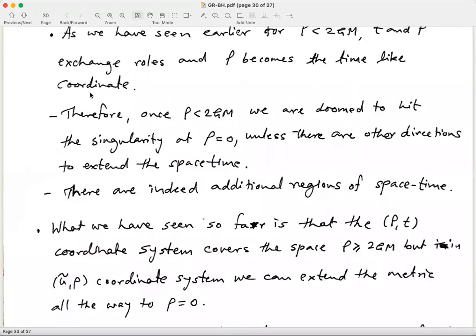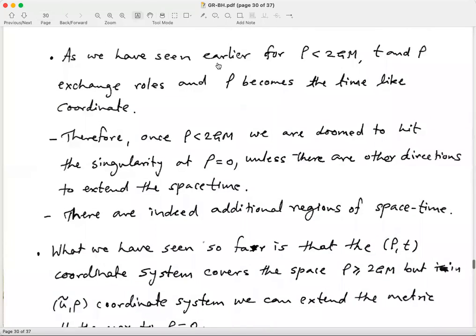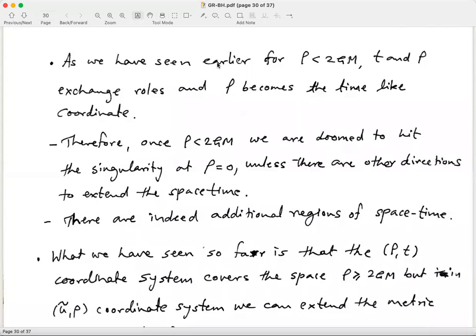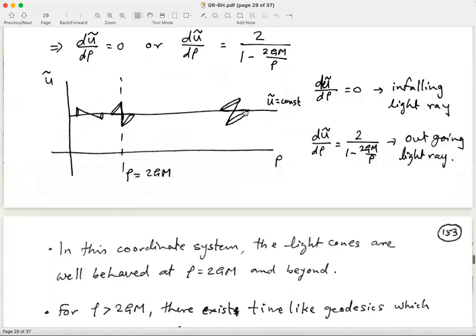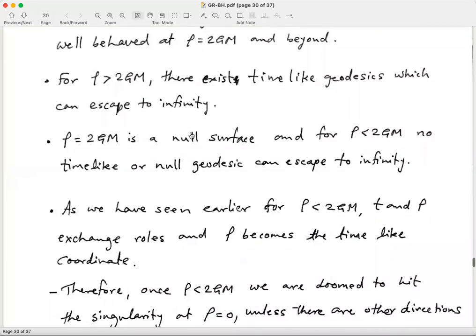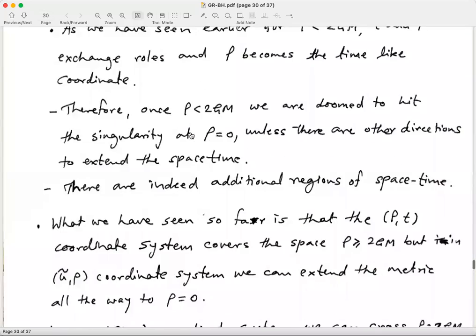The other aspect of the geometry was that for rho less than 2GM, t and rho exchange their roles, and rho becomes the time coordinate. Therefore a quantity which is ingoing with respect to rho would eventually hit the singularity at rho equals 0.